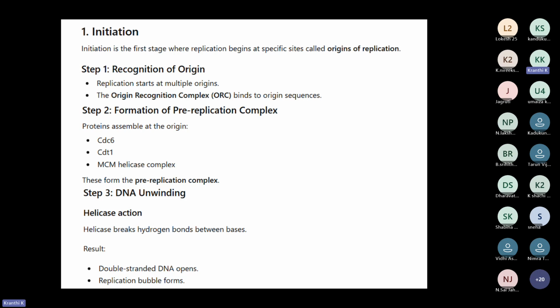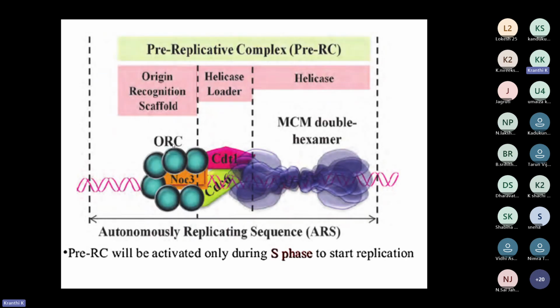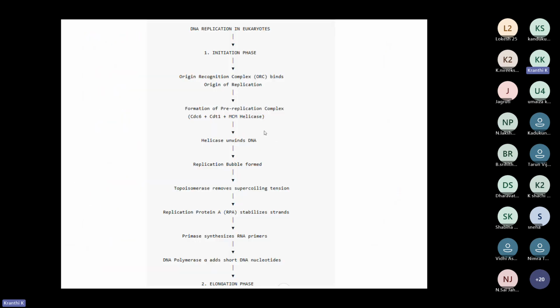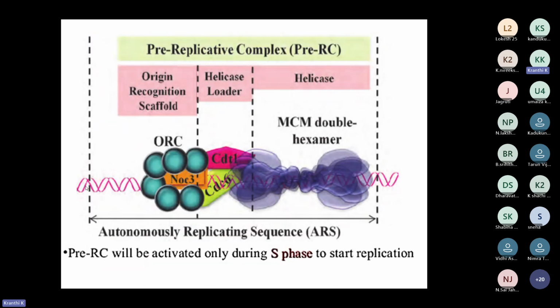How will it find it? The pre-replication complex will form. So what is the pre-replication complex? The pre-replication complex contains ORC, the origin recognition complex, along with proteins and helicase. Once this pre-replication complex is formed, on the DNA strand, it will recognize that particular location.